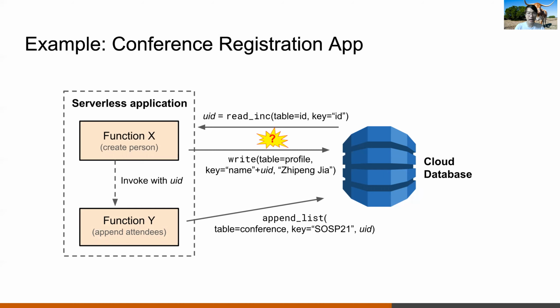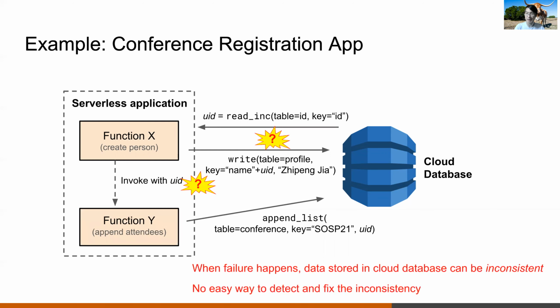For example, it can happen within function X in between two database statements. It can also happen when invoking function Y. In this case, function Y may not be invoked successfully. In both cases, data stored in the cloud database can be inconsistent. For example, the profile is created, but the attendance list is not updated. When failure happens, the workflow is restarted, and there's no easy way to detect and fix the problem.